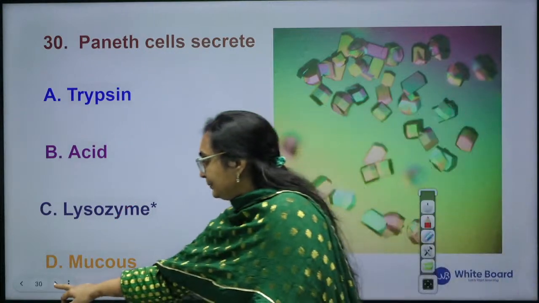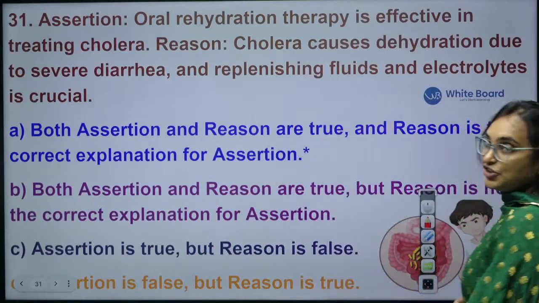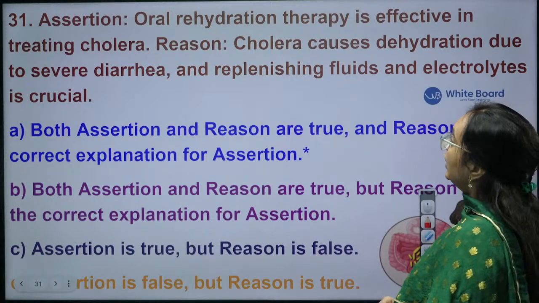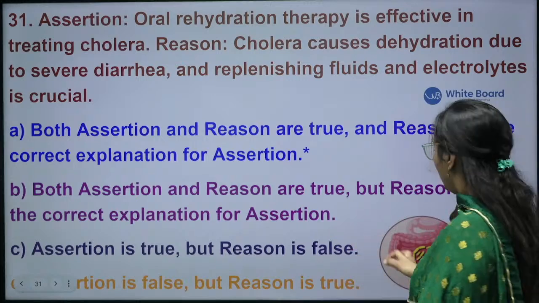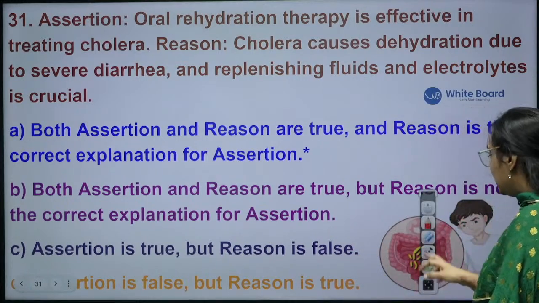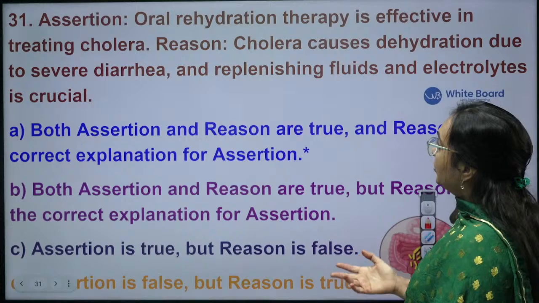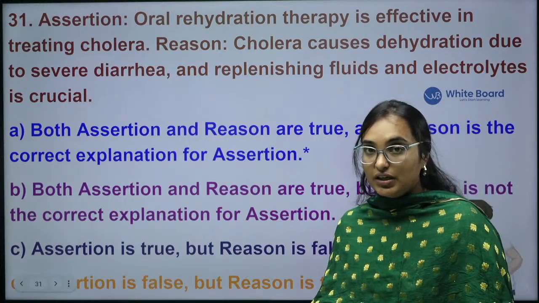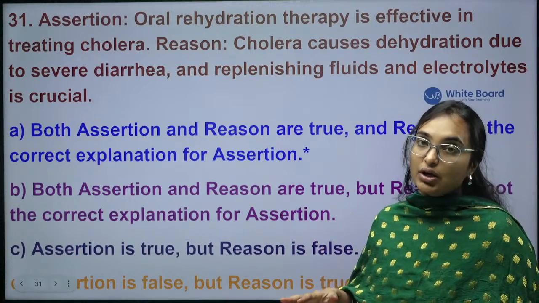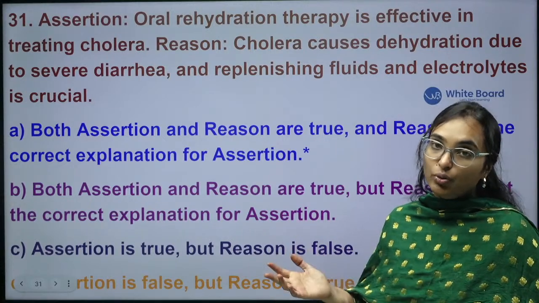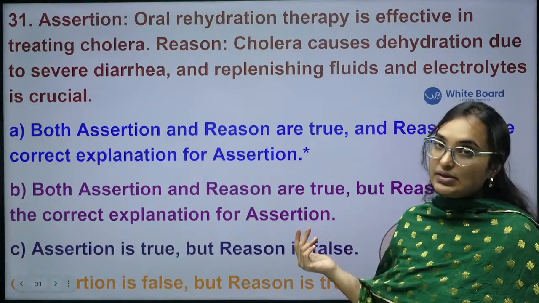Next question, assertion reason type. Oral rehydration therapy is effective in treating cholera. Exactly, ORS is given for cholera treatment. Why? Because cholera causes diarrhea, vomiting, and loss of lots of fluids. So to compensate the loss of electrolytes and fluids from the body, ORS is given.